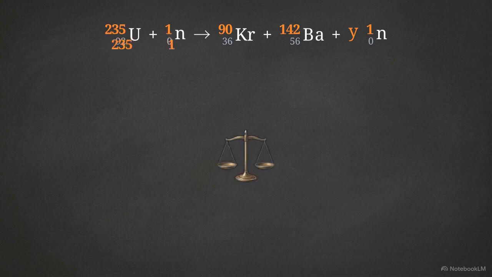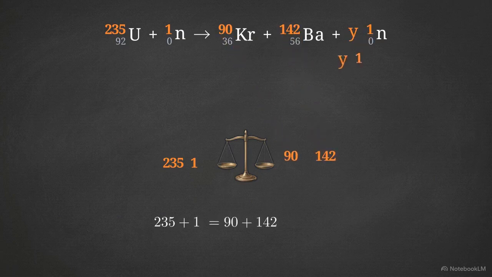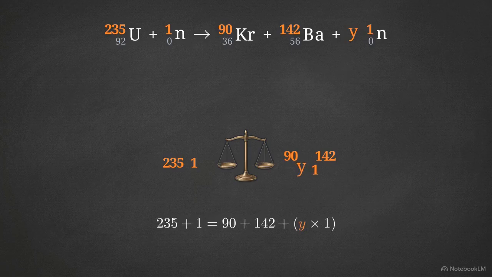This law requires the sum of the top mass numbers on the reactant side to be perfectly equal to the sum of the mass numbers on the product side. We can extract these values into a simple algebraic formula. On the left, we add 235 and 1. On the right, we have 90 plus 142.